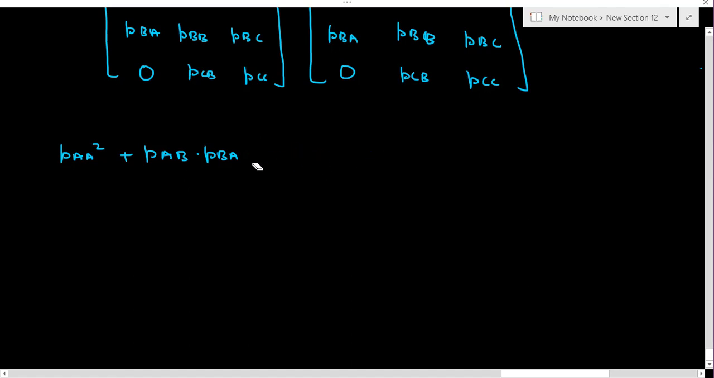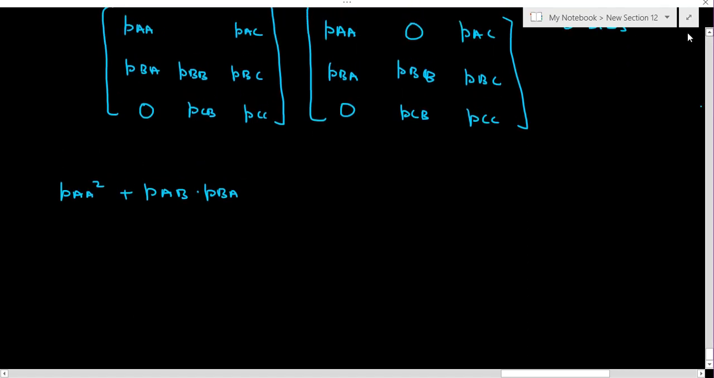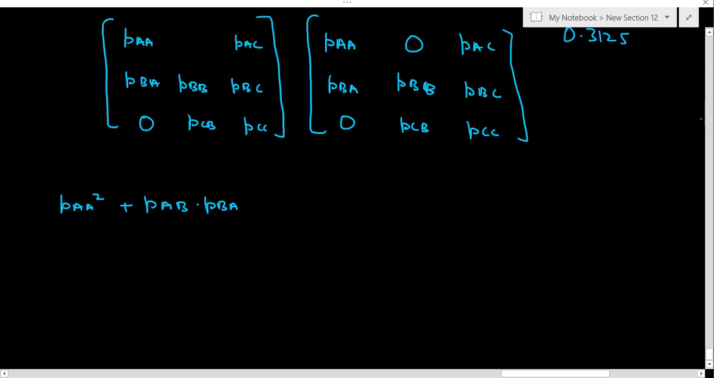So this one is gone and this middle one also becomes 0 because PBA would be 0. So let's just write the whole thing and then write it as 0. So it becomes PAC into PCA, right? So here you have got PAB as 0, this is 0, and you have got PCA is equal to 0, right? So this is also 0.